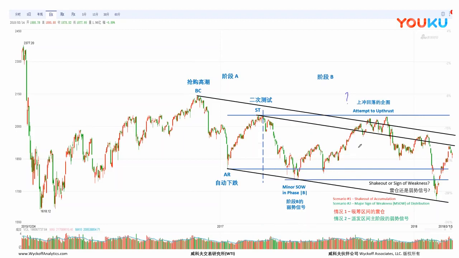The rally should answer one important question for us. Does it have enough strength to overcome the previous high at the point of the secondary test in phase A? If it cannot do this, then it's going to show more weakness and most likely the price will go down.